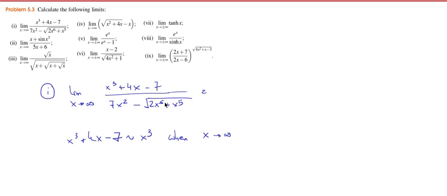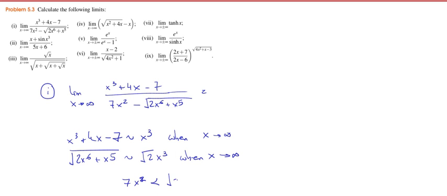In the denominator we have that the square root of 2x to the 6 plus x5 is asymptotically equivalent to the greater term, which is 2x to the 6, but the square root of that is the square root of 2x cubed when x is going to infinity. But we're summing 7x squared, right? But 7x squared is negligible in comparison with the square root of x cubed when x goes to infinity again, right?